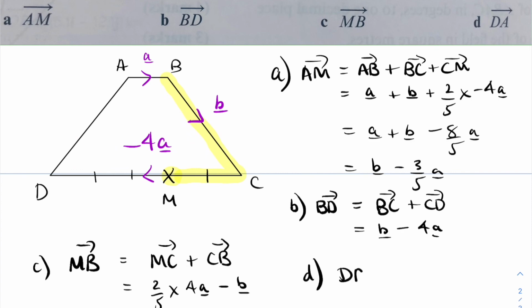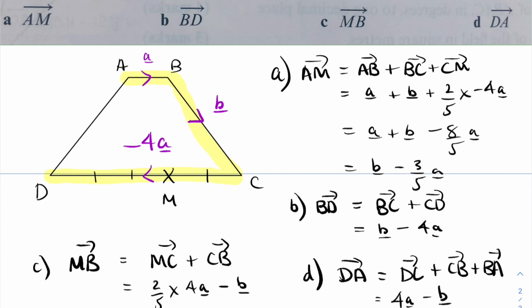And finally for part D, let's put it here, D to A. I start at D and I go to A. So going along the vectors we know, looks like this. So D to C, then C to B, and then B to A, which is opposite along minus 4A, so it's positive 4A. Backwards along B, and then backwards along A. And simplifying this to finish the question is 3A minus B.